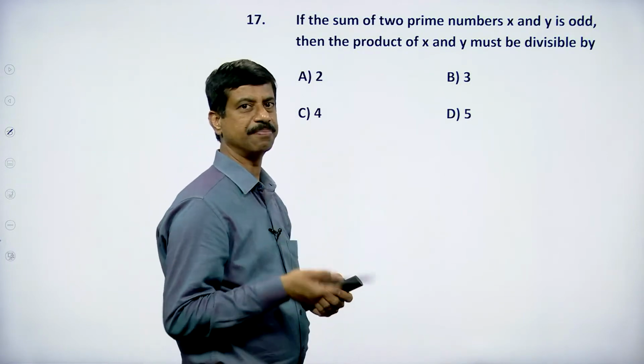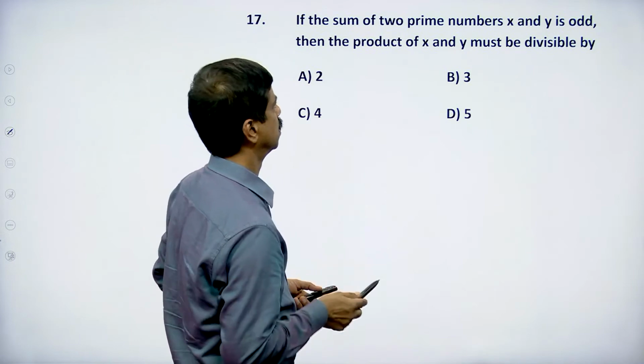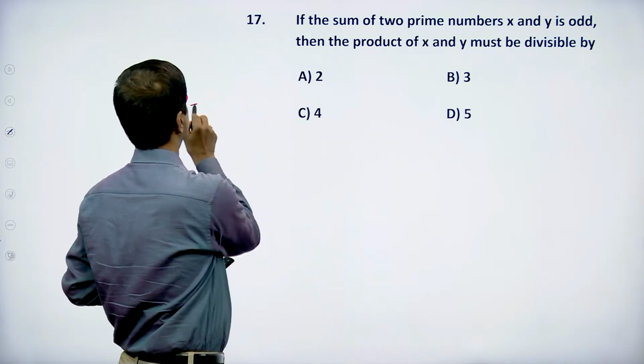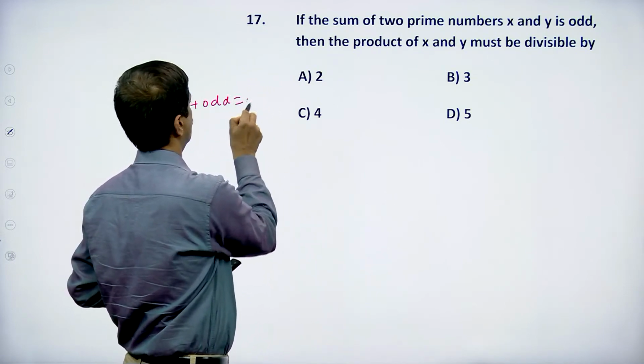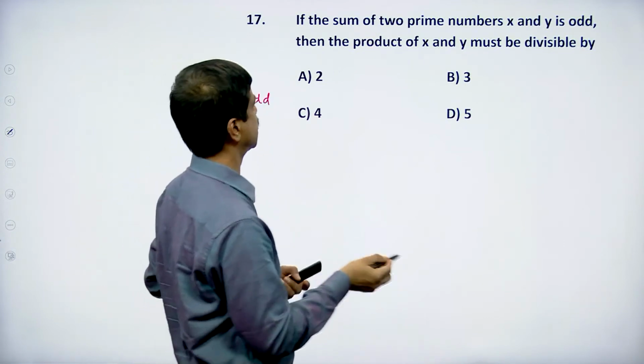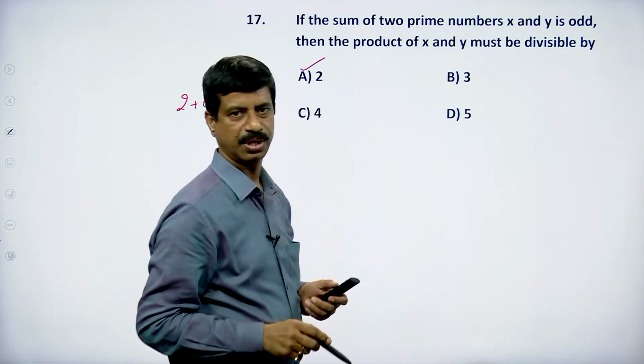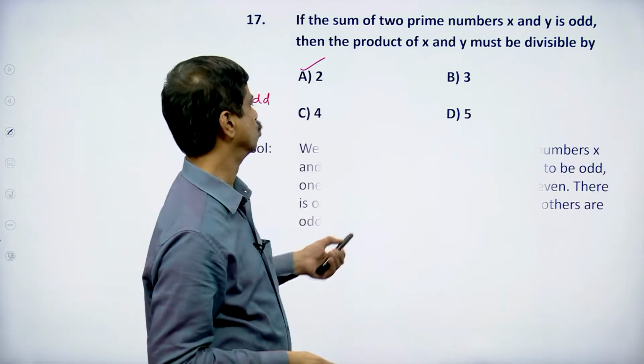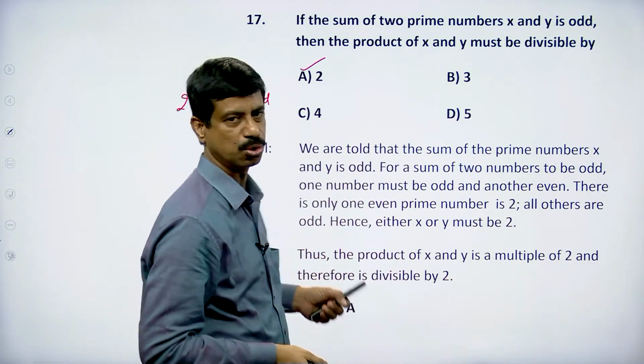2 plus something is odd. So 2 plus an odd number is odd. Okay children, so therefore compulsorily it should be divisible by 2. So option 1 satisfies. Please note it fast, quick.